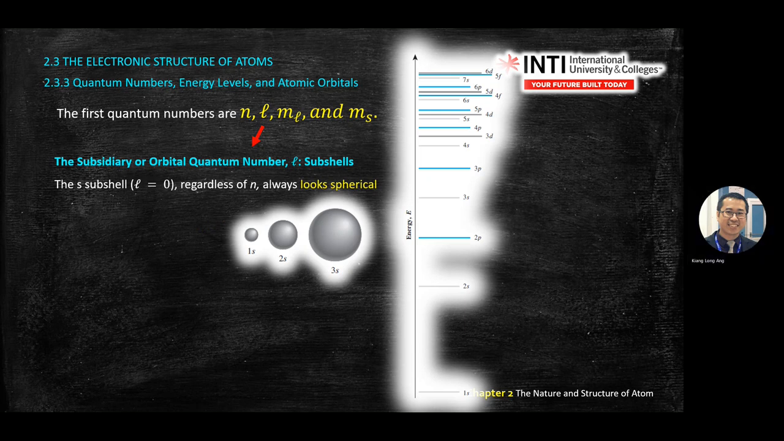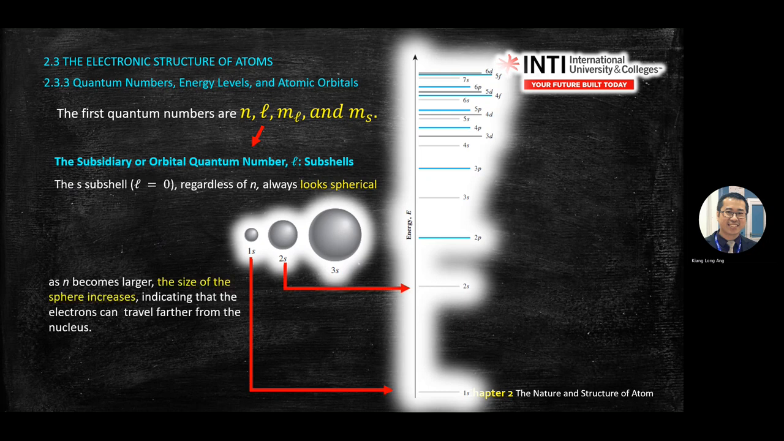So subcell S, they look like this one. Subcell S, they look spherical. Means those that fall into the big highway, they will always look spherical. So the higher the number of your principal orbit or principal number, then the bigger the size of the sphere. This is about the first layer, the first layer S, S inside the orbit.